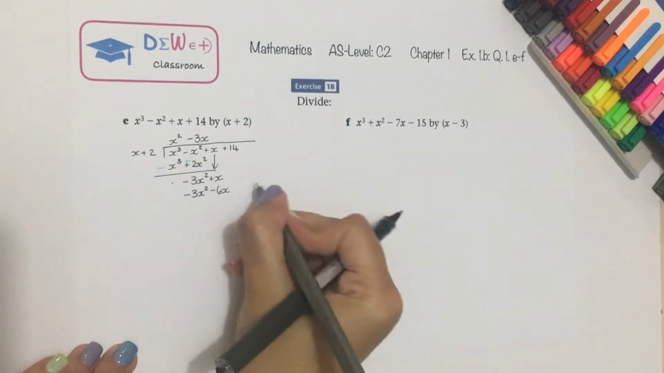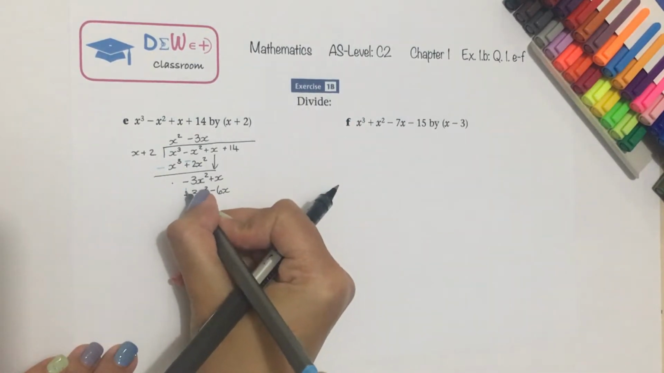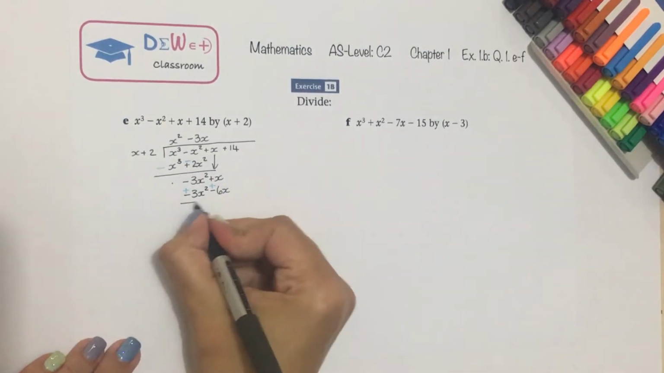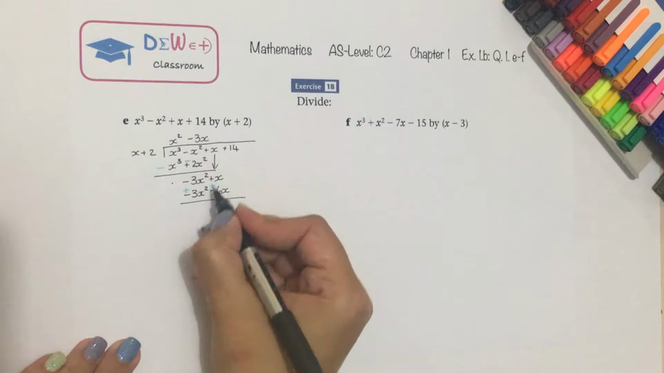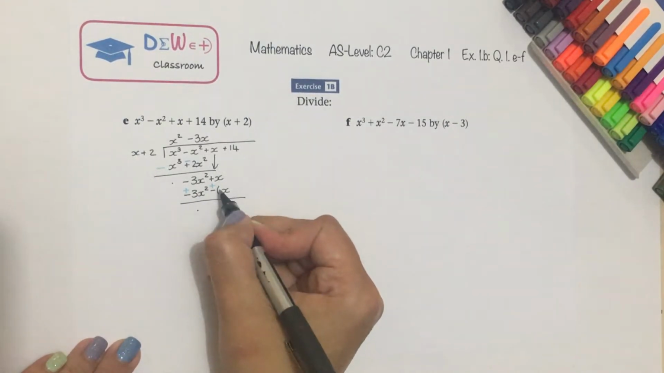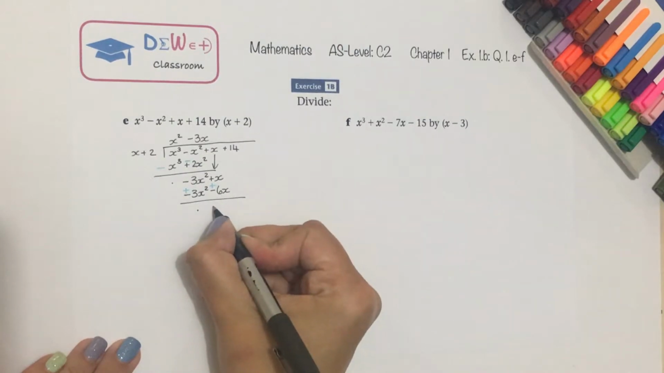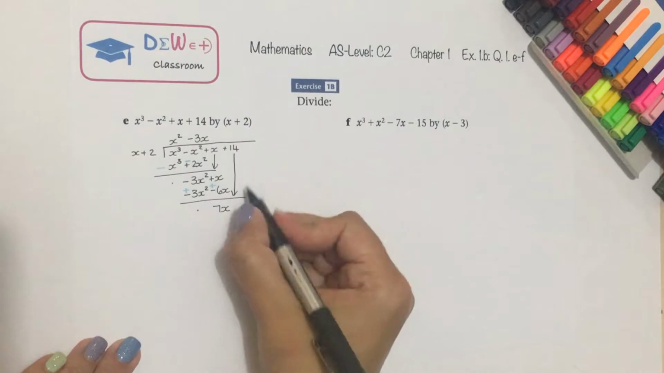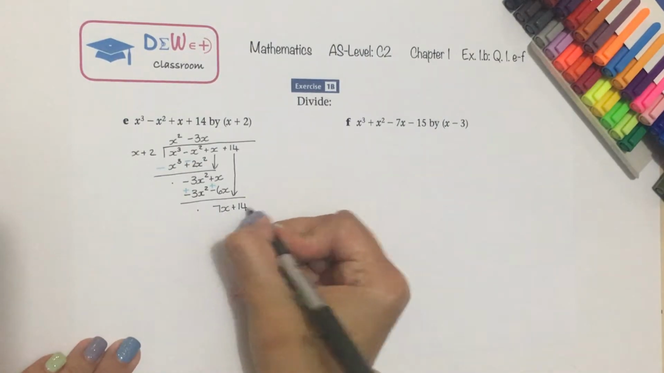When we subtract this whole thing, we change the sign. So that becomes a plus and that becomes a plus. Right, so then we've got minus 3x squared plus 3x squared is 0. And x, or 1x plus 6x, gives us 7x. That plus 14 comes down all the way to here.